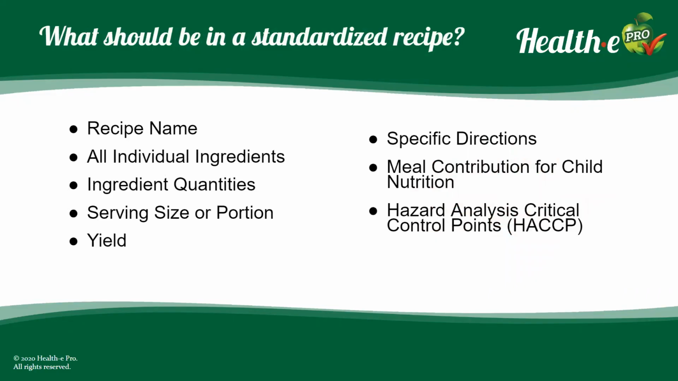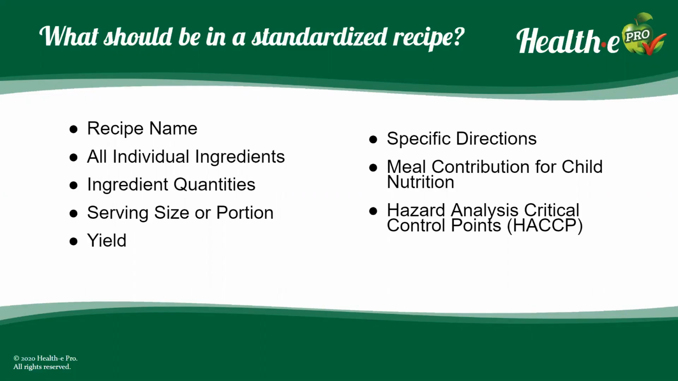So what should be included in a standardized recipe? Well, a recipe name should be clear and descriptive and should help differentiate it from any other recipes that are similar. All individual ingredients should be included with the associated quantities. This includes items like spices and other ingredients that may not contribute to meal component. A serving size or portion must be included, and this is important because portion sizes vary based upon your age group. The total amount of the recipe that it will serve, or the yield, is also required so the meal component contribution can be calculated accurately.